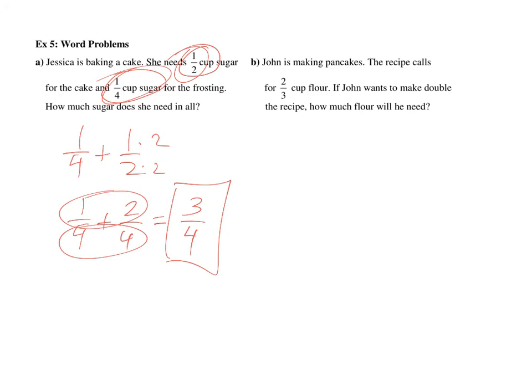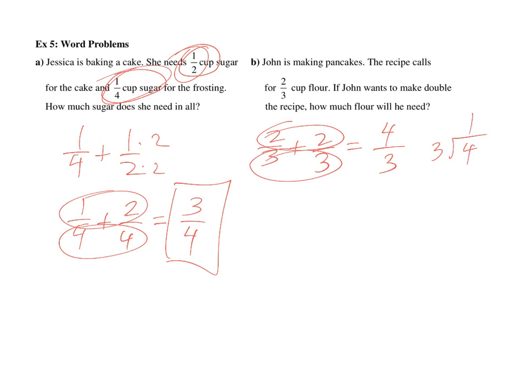John is making pancakes. The recipe calls for 2/3 cup flour. If John wants to make double the recipe, how much flour will he need? All right, two ways to do this problem. All right, so I'm making 2/3. I need 2/3 cup flour for one serving or recipe of pancakes. All right, and then I need another 2/3 for the other serving of pancakes. So here I end up with 4/3. Okay, and I could rewrite this as a mixed fraction.